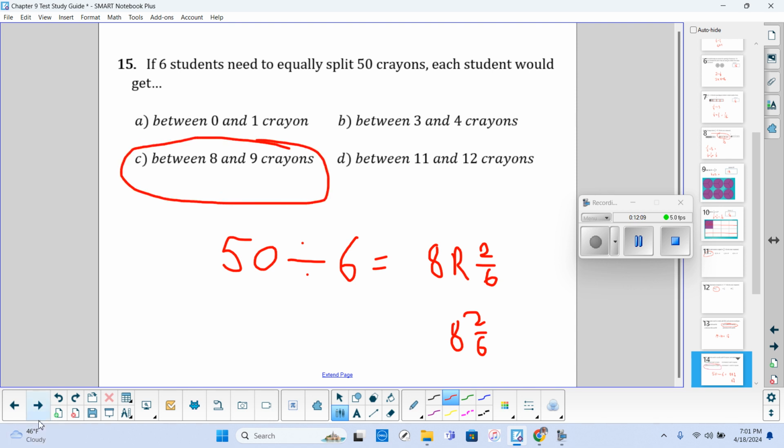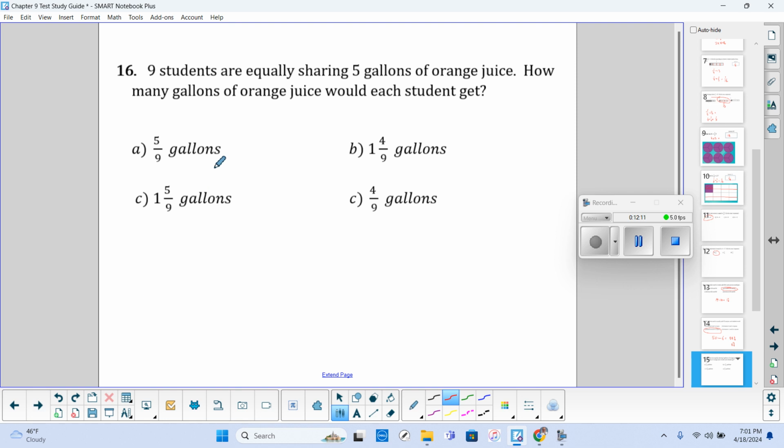So there's our answer. Number 16, 9 students are equally sharing 5 gallons of orange juice. How many gallons of orange juice would each student get? Well, 5 gallons divided by 9 students, 5/9 of a gallon.